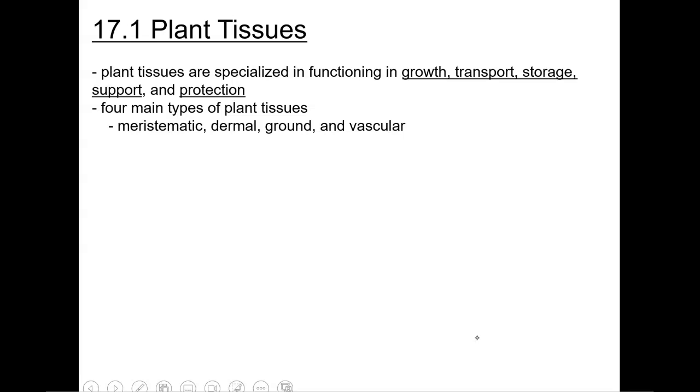So going into our plant tissues. Plant tissues are specialized in functioning and in growth, transport, storage, support, and protection. There are 4 main types of plant tissues that we're going to cover: the meristematic, the dermal, ground, and vascular.